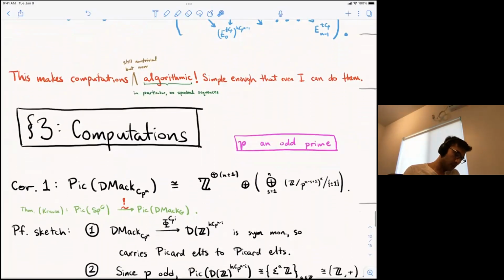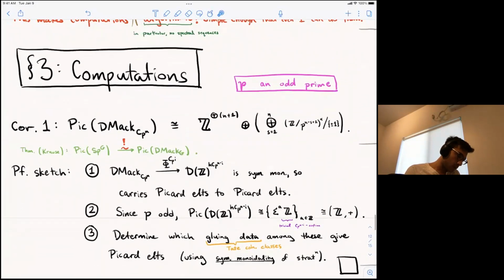And how do we prove this? Well, these functors are symmetric monoidal, so they carry Picard elements to Picard elements. If you're tensor invertible, a homomorphism preserves that. And then here's the simplification. Because p is odd, the only C_p^{n-1} action on Z is just the trivial action. C2 can act by a sign, but not C3. And so here the Picard group is just shifts of Z, which together just form an additive copy of Z.